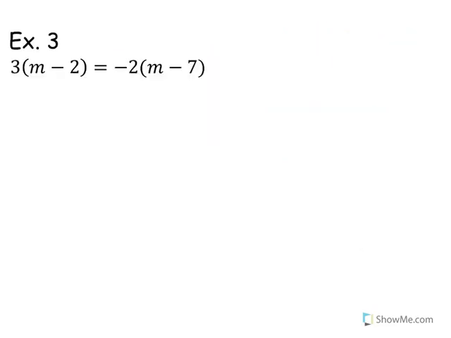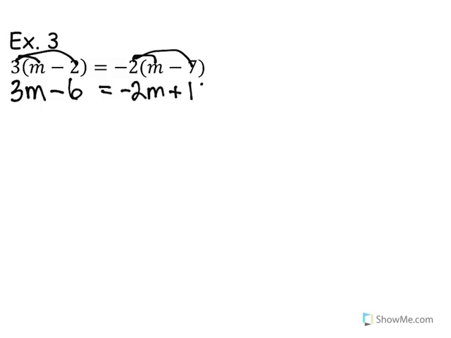Okay, now we have parentheses first. Parentheses first, so if we're going to follow order of operations, which we do, we work on parentheses, we distribute. So draw your distributing hoops first. And let's distribute. 3m minus 6 equals negative 2m plus 14.